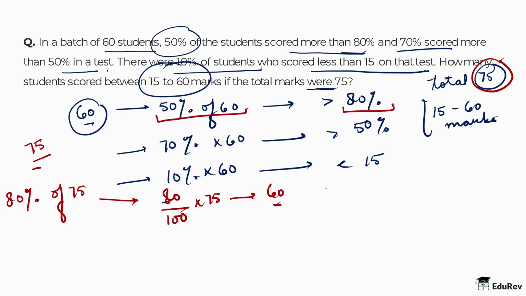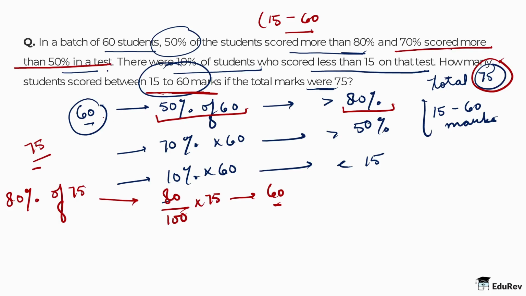Now we need to calculate the total number of students who scored less than 60 but more than 15, right? This is the criteria that is given in your question, that you need to find the number of students who scored between the range of 15 and 60, correct? Now, for finding this, we need to keep one thing in mind. There is one sentence given in your question that says that 70% score more than 50%.